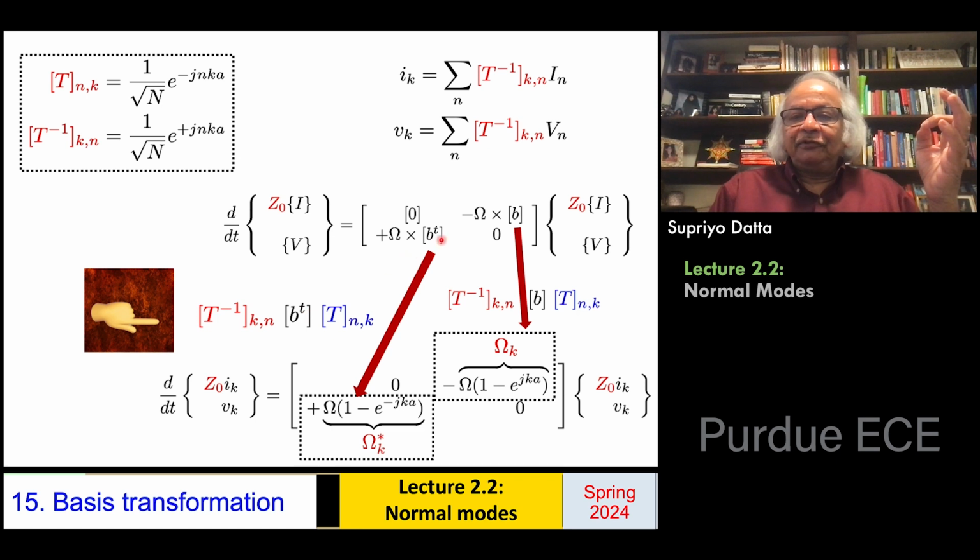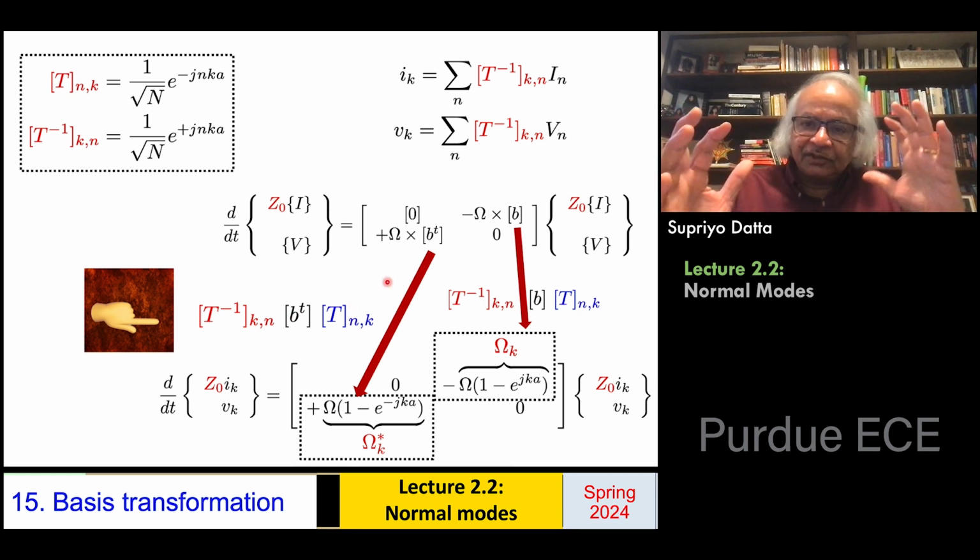So if you take B, put a T inverse in front and a T afterwards, T inverse B T will give you a diagonal matrix whose diagonal elements will look like this. Similarly, for B transpose, T inverse B transpose T, you'll get a diagonal matrix. So that's this overall similarity transformation.